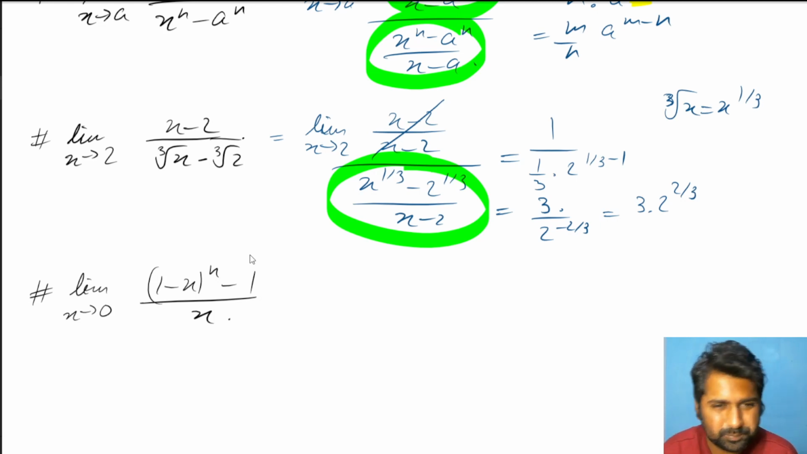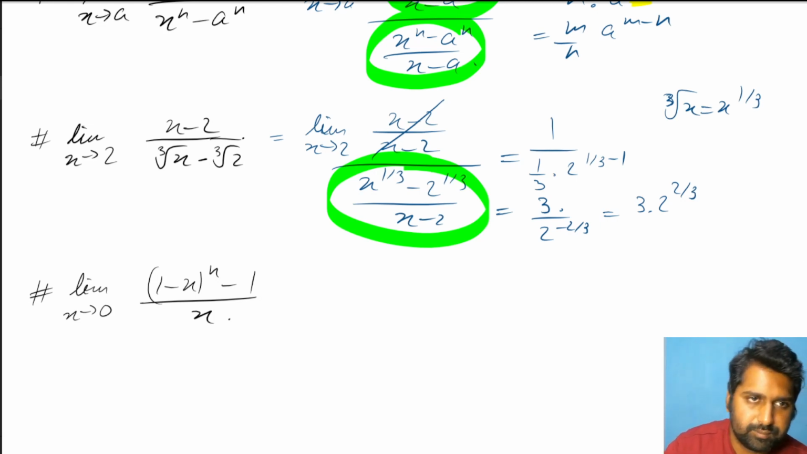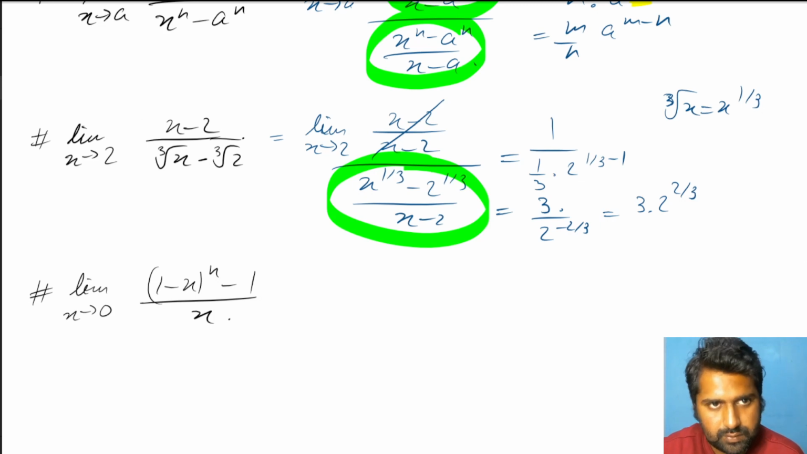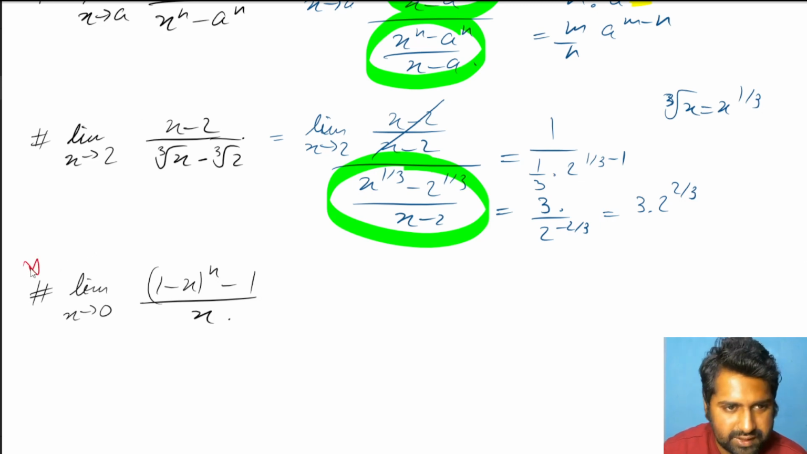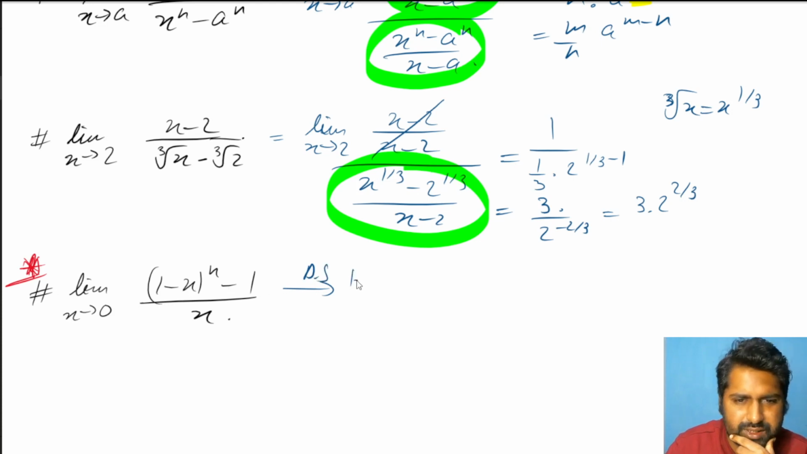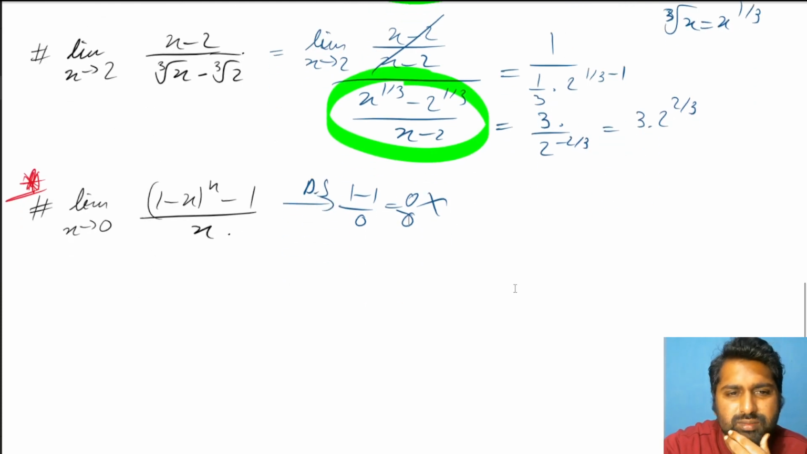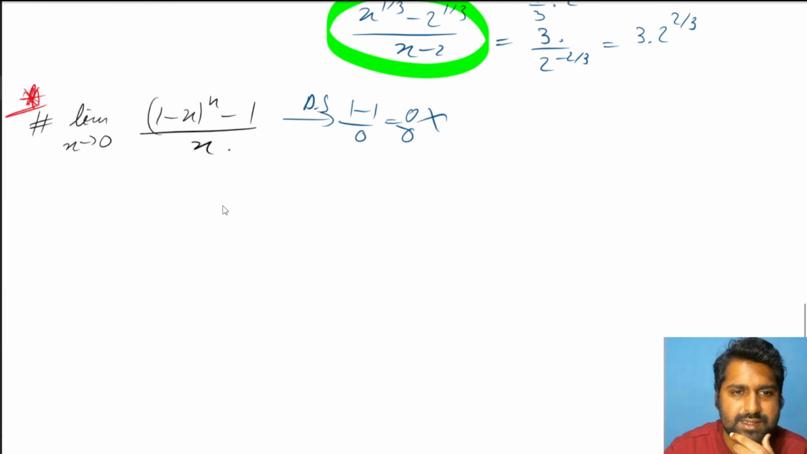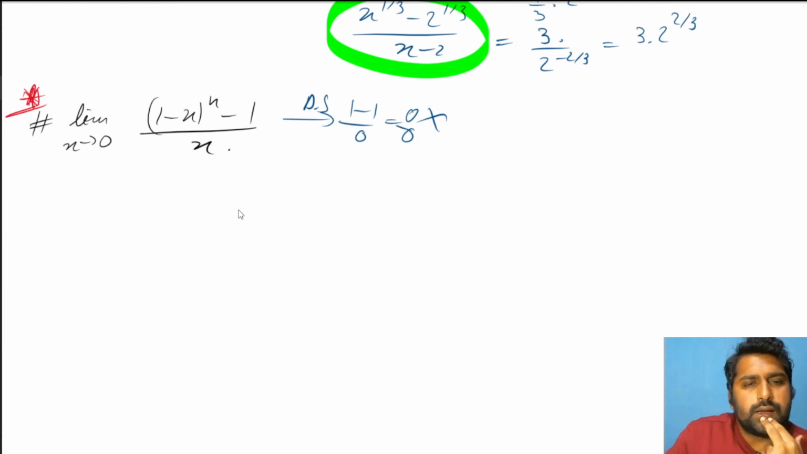Now what do we do? Let's see. Okay, this is an important variation, so I'm putting a star. First of all, let's see direct substitution. So x is 0, so 1 minus 1 upon 0, that is 0 by 0, so yes, of course it won't work, otherwise why would we be doing this as a separate question. Now what can we do?